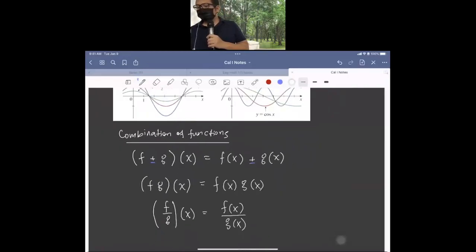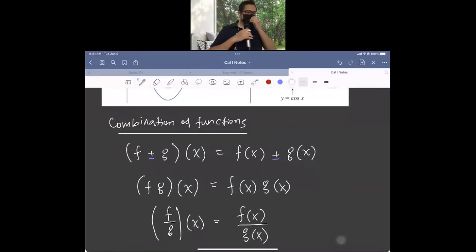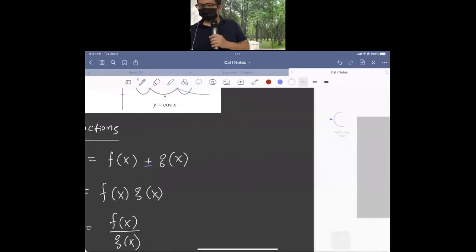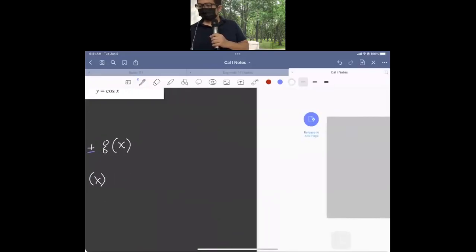And then another way, still in the combination of functions, is what we call the composite. I think you learned functions in junior high school, right? The first time you learn functions, junior high school. Okay, let me go to the next page.